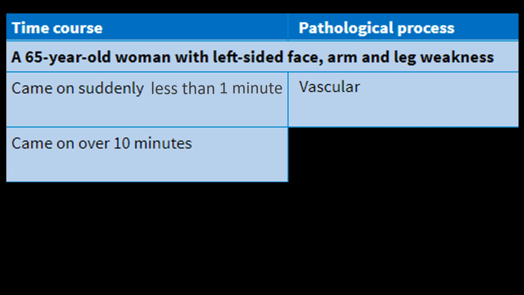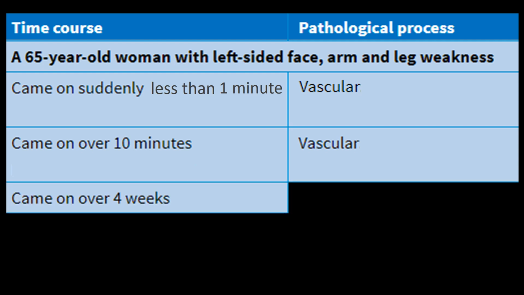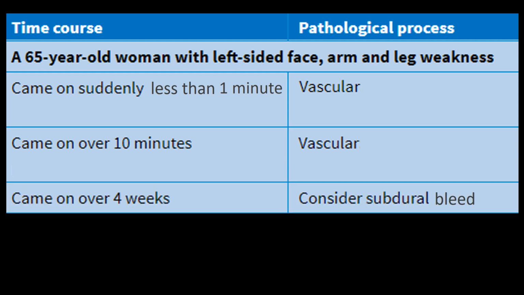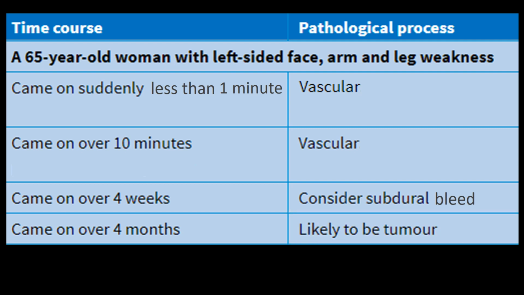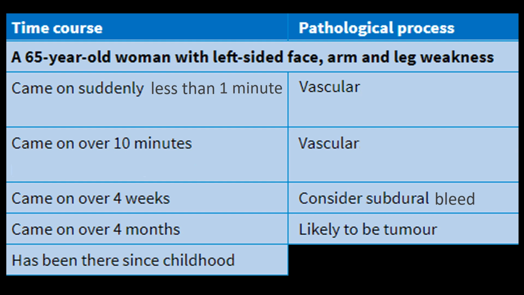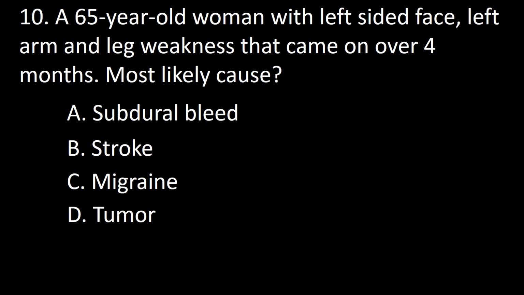If weakness came on over 10 minutes, again, vascular disease is most likely. If it came over 4 weeks, we must consider the possibility of subdural bleed. If it came on over 4 months, the most likely pathology is tumor. If it has begun and been present since birth, then the most likely pathology is congenital. So the answer to this question is D.